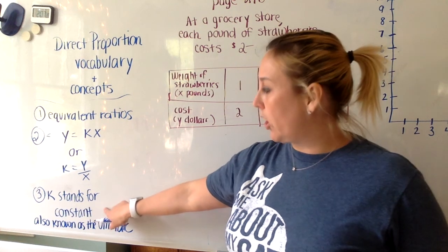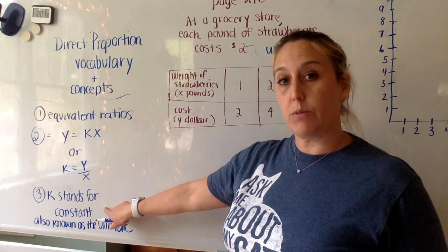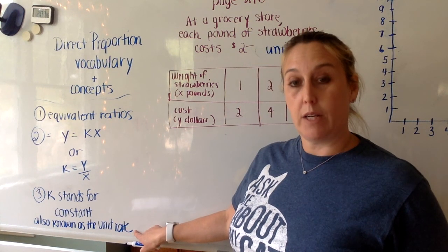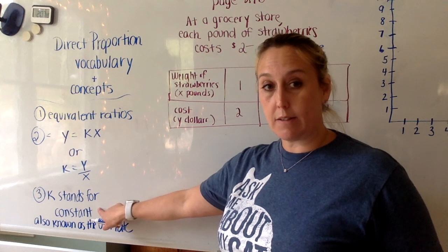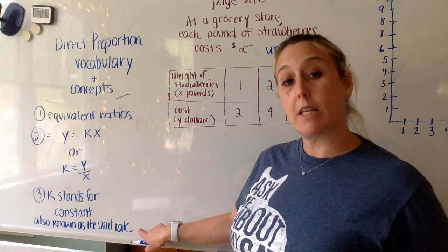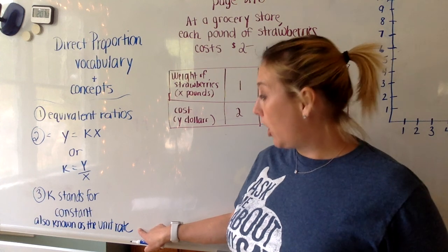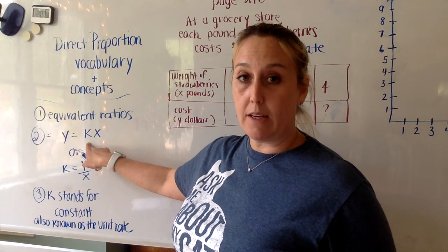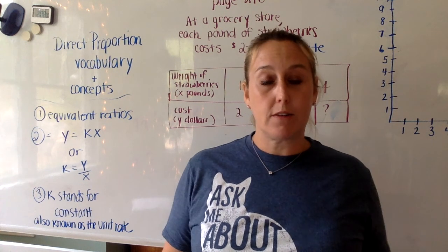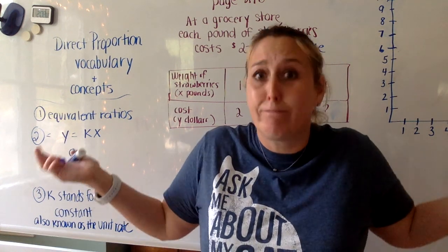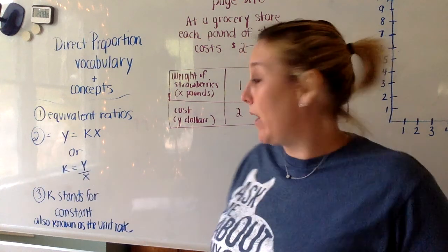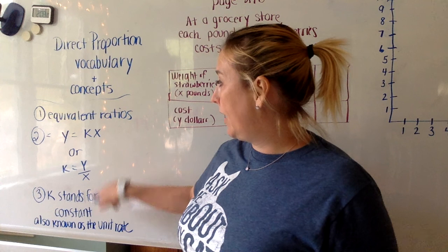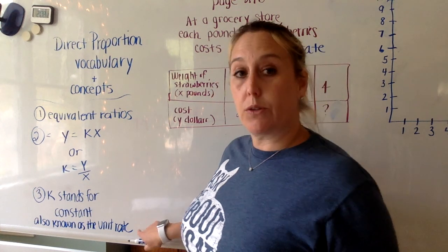We will talk about constants as part of the equation with direct proportion, and a constant is the same as a unit rate. So let me say that again. A constant in direct proportion is the same as a unit rate. And a constant in direct proportion is represented by the letter K. Kids ask me every year, why is constant not represented by the letter C? I don't know. I have no idea why, but K stands for the constant in a direct proportion, which is also the unit rate.